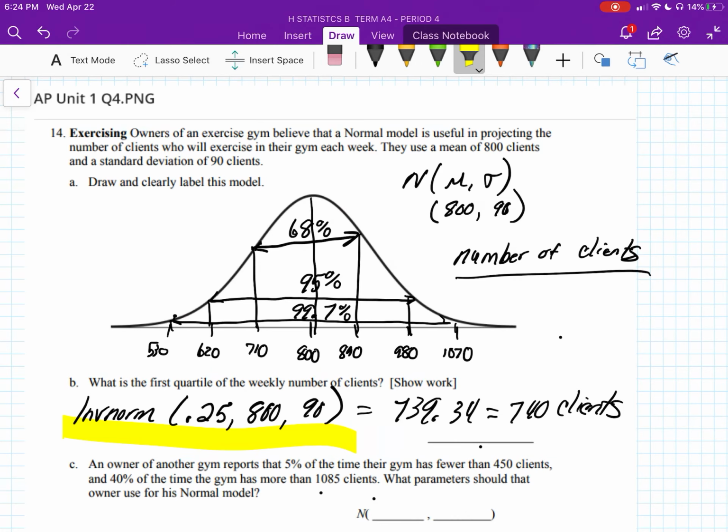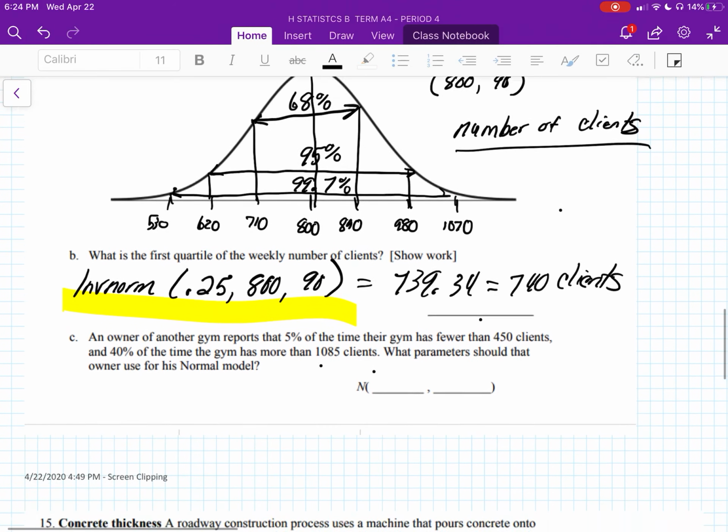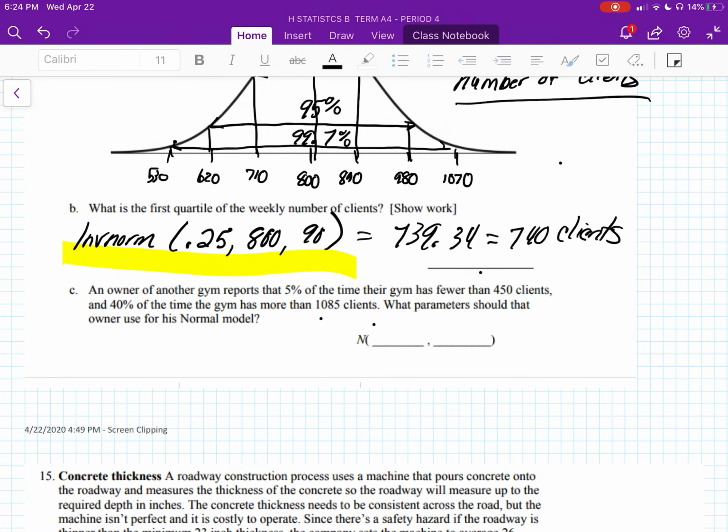For part C, it says another gym owner reports that 5% of the time their gym has fewer than 450 clients, and 40% of the time it has more than 1,150 clients. So what are the parameters? So if you remember parameters are basically like if you reach out your arms, the high and the low for those values. So they basically just want you to find what corresponds with 5% and what corresponds with 40%.